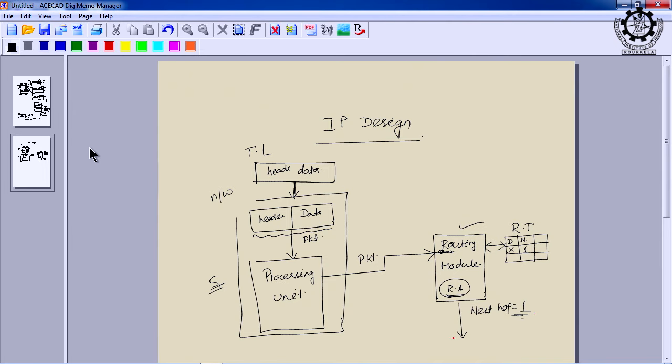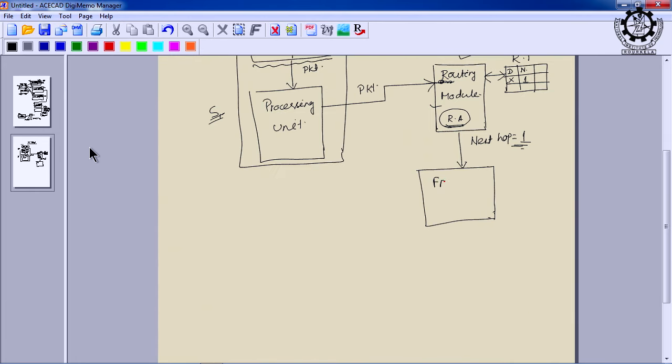Now, to go to 1, what will the packet do? The sender, or this routing module, sends the packet to another module called the fragmentation module.